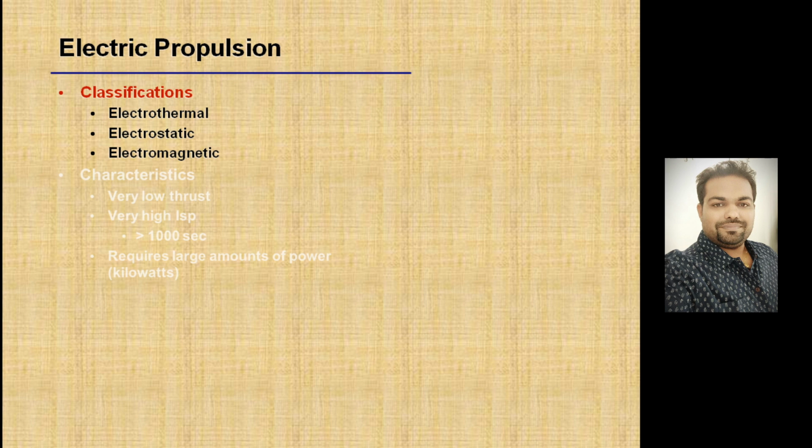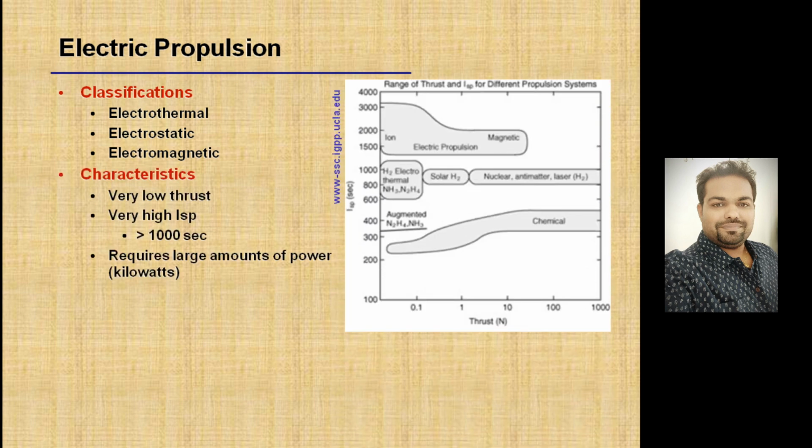Electrostatic: simple, two electrodes are there, and currents are flowing, and because of that temperature is generated. And electromagnetic: with the help of a magnetic field and electric current, you are basically heating the propellant to generate the thrust.